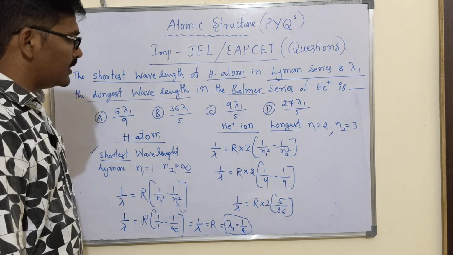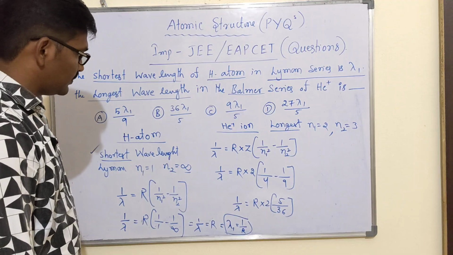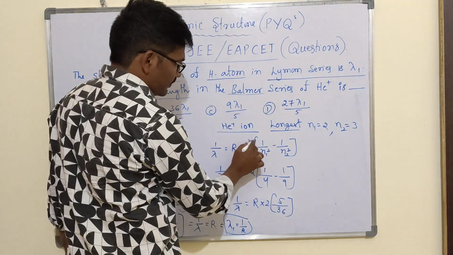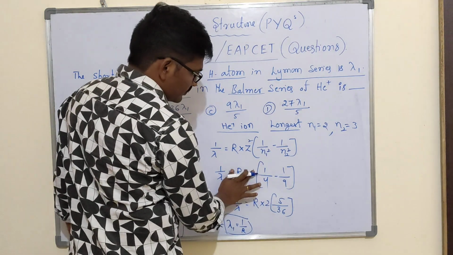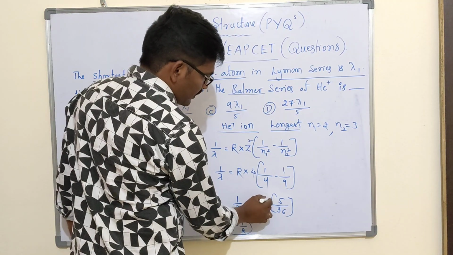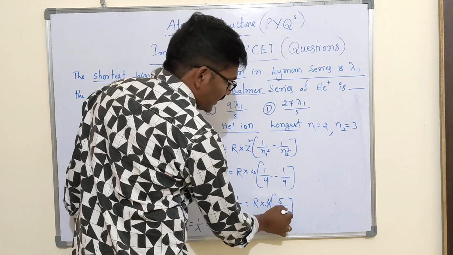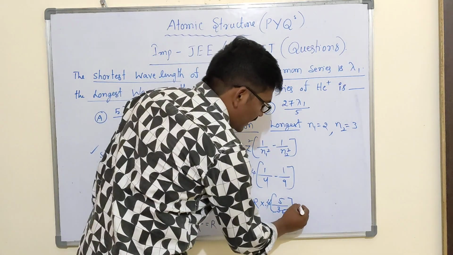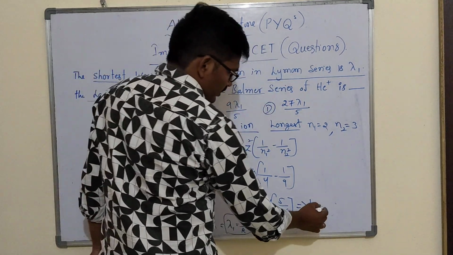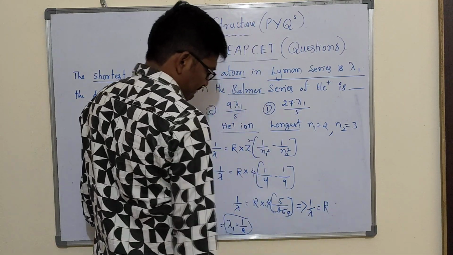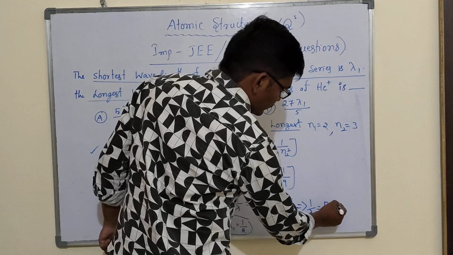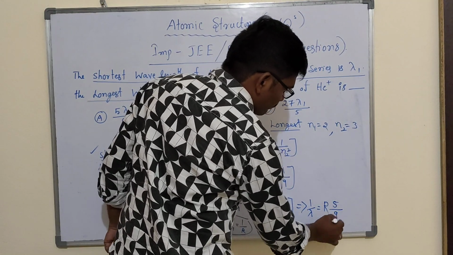Right? So 5 divided by 36 you can get. So not Z, it is Z square, sorry. Z square, so that is 2 square, 4. Then 4 1s are 4, 9. So then 1 by lambda, how much can you get here? 1 by lambda is equal to R into 5 by 9.